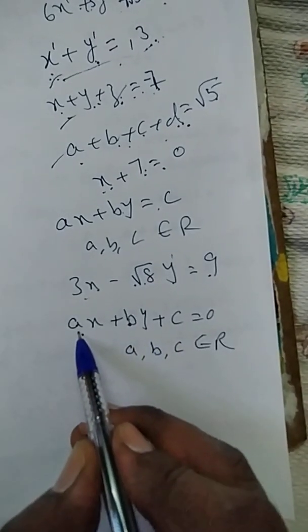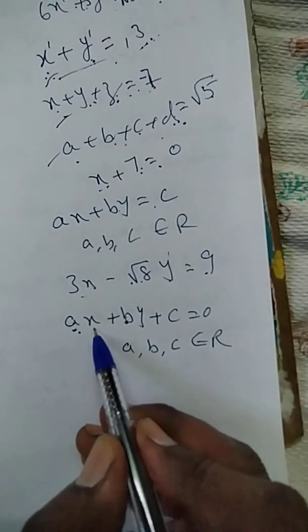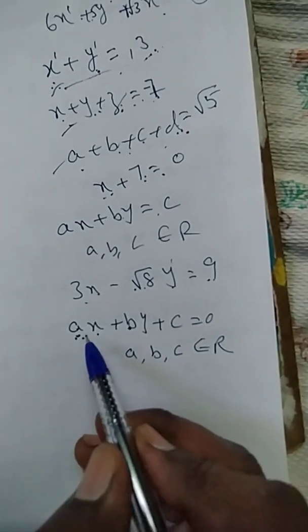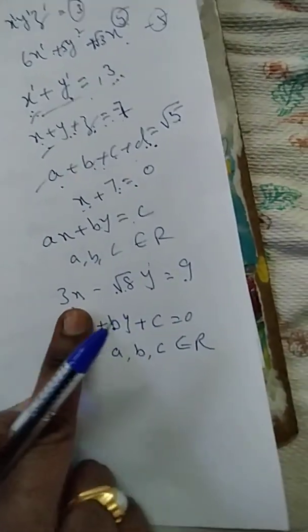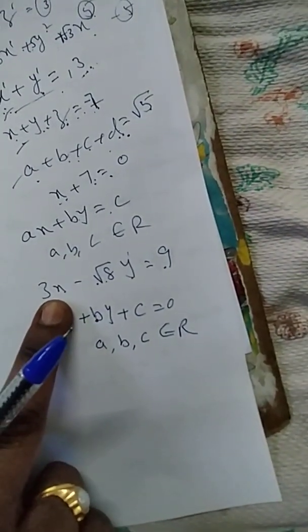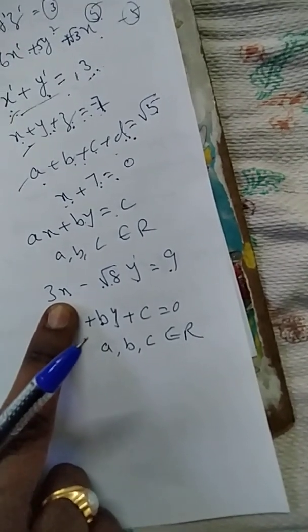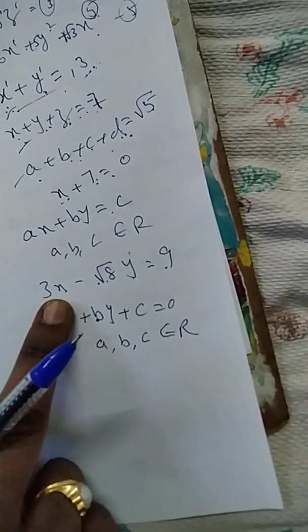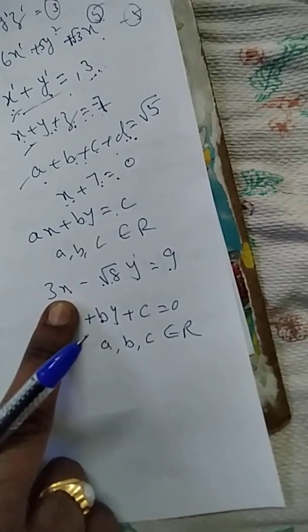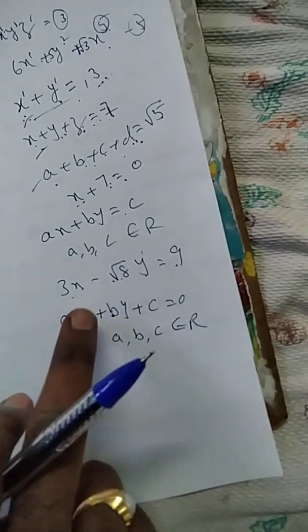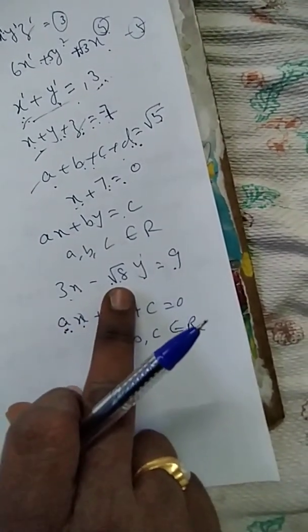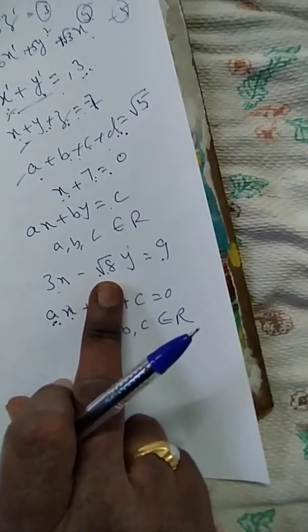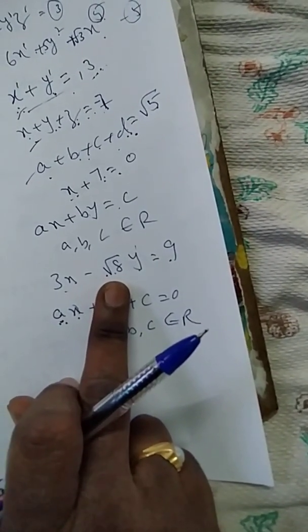If a is equal to 0, then automatically 0 into x is equal to 0. Then what is the balance in the case? by plus c. How many variables are there? Just only one variable. Then automatically it changes to a linear equation in one variable. Instead, if b is equal to 0, what will happen? ax plus c is equal to 0. Then how many variables are there? Only one, that is x.